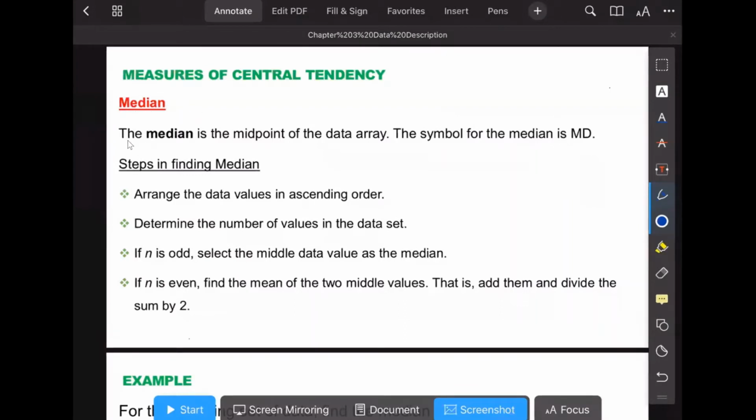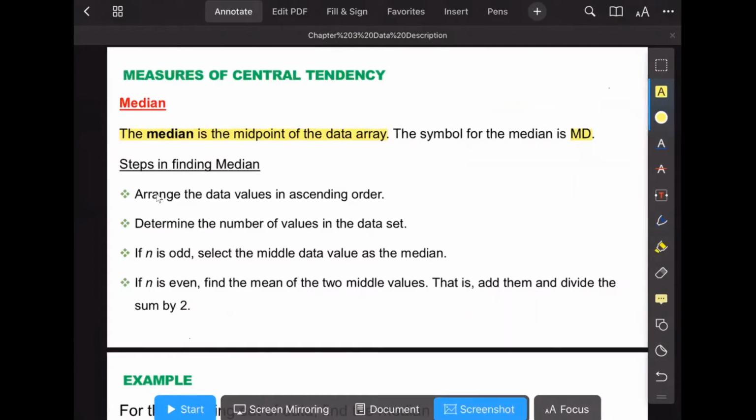When you look at the definition, the median is the midpoint of the data array. So if a large set of data is given to you, first you arrange the data from the smallest value to the largest value, and you look at the value in the middle. That is called the median. The symbol for the median is MD. Like for the mean, we use X bar; for the median, we use MD.